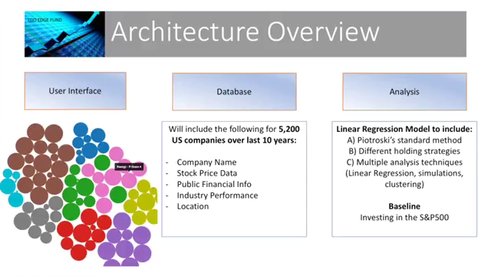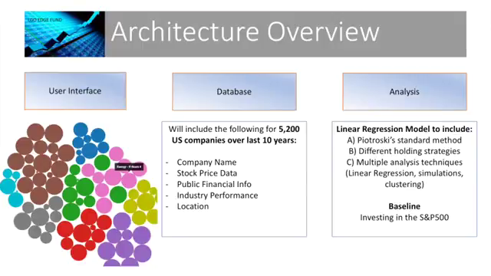Okay, architecture in a large view, what we're doing now. First of all, regarding the user interface, we want to make it easy to use and easy to understand. We're currently using a few stuff that we've seen in class, and we're looking to develop that further. In the database, we have over 5,200 companies over 10 years. These are just some examples of the columns that we have, very high overview.